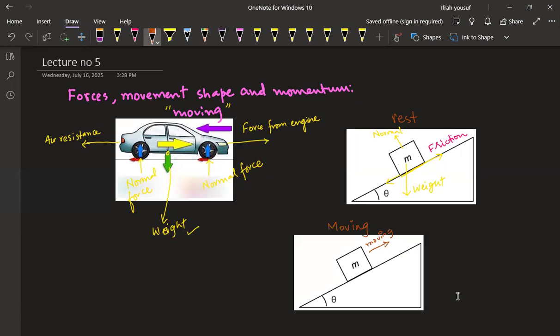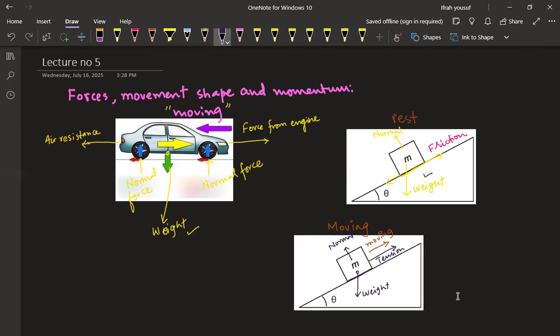Are you getting my point? So I'm going to consider the tension force here. Tension is the force along the rope, along the string. And again, there's a weight that we have already learned. Weight is downward, towards the center of the earth. And the force acting upward from the surface is going to be the normal force.